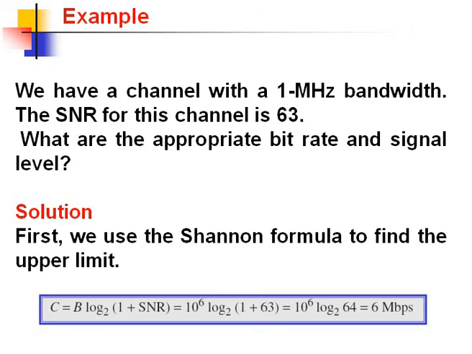We'll take one more example. We have a channel with 1 MHz bandwidth and the signal to noise ratio for this channel is 650. What are the appropriate bit rate and signal level? First, we use the Shannon formula to find out the upper limit of the channel. C is equal to B into log 2 of 1 plus SNR. By using it, we get the capacity of the channel as 6 Mbps.